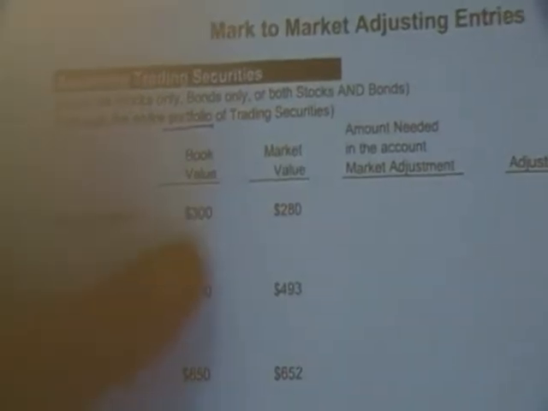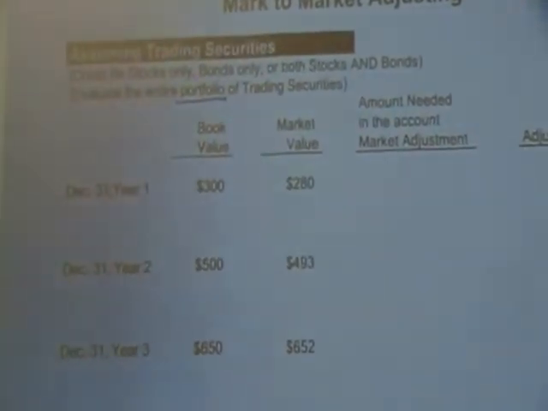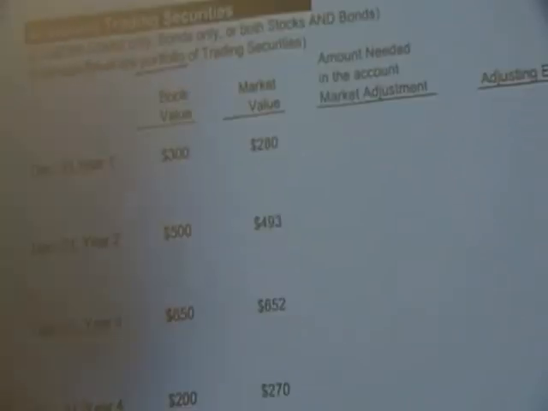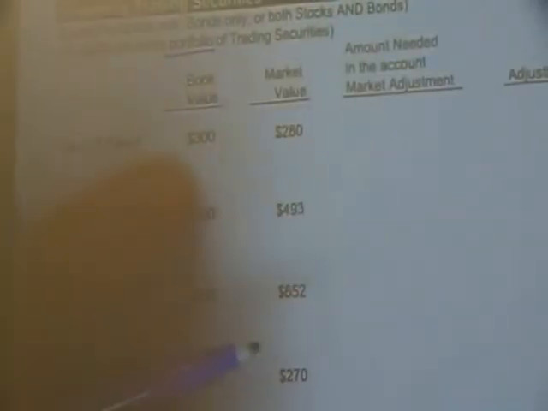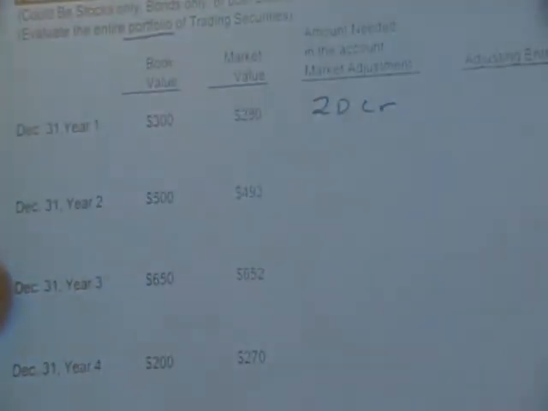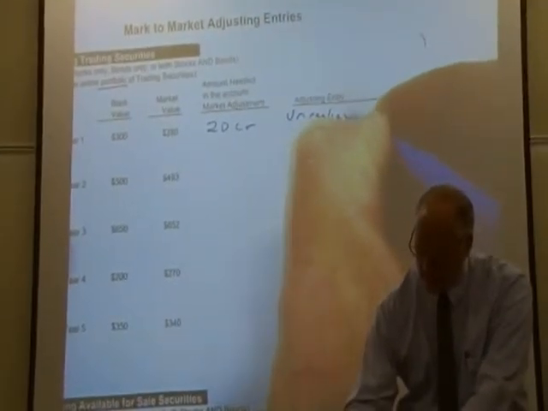So let's say at the end of the first year, our book value or cost was $300, market value was $280. Now hopefully you remember that what we're trying to do is decide how much should be in the market adjustment account at the end of the year. So with market being below book, we need a $20 credit in the market adjustment account. So since market's below book, we have an unrealized loss. So we'll debit unrealized loss and we'll credit the market adjustment account. And since this is our first year, there's no previous balance, so $20 is correct.